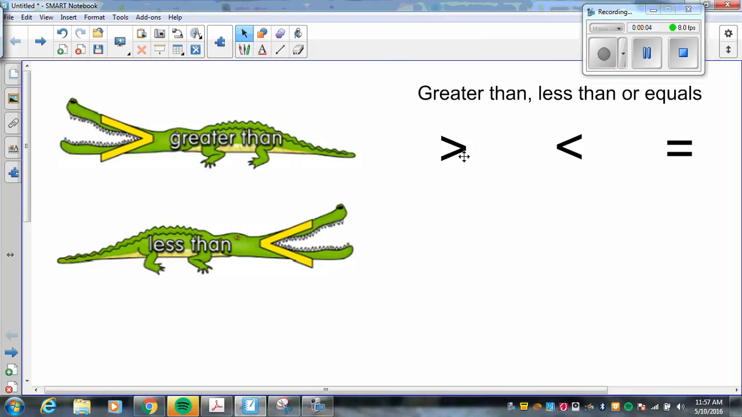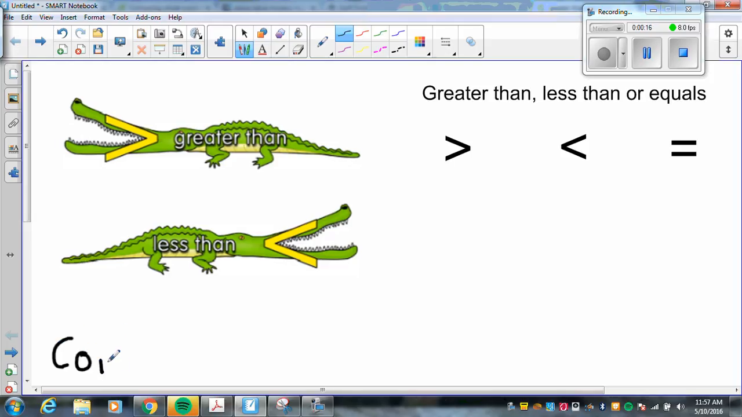All right, today we're going to have a look at greater than, less than, or equals. So when we're talking about greater than, less than, or equals, what we're actually doing is we're looking to compare the size of numbers. So comparing big numbers against little numbers. And if we think about it in terms of a crocodile, well, a crocodile wants to eat the biggest animal, doesn't it? So the mouth or the jaws, the open part of the jaws, have to point towards the biggest animal, or in this case, the biggest number.